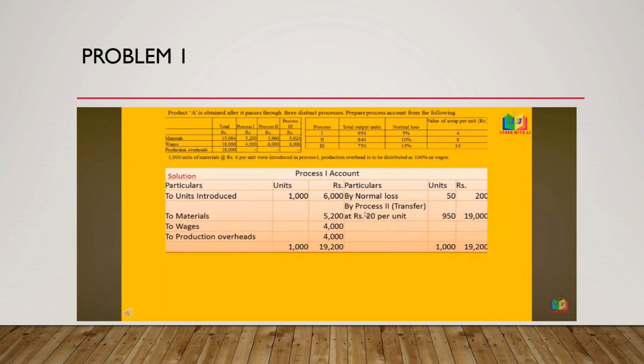Now totaling all these, we get on the debit side 1000 units and 19,200 as the amount. Now we subtract 1000 and 50 and we get 950. From 19,200 again we subtract 200 and we get 19,000. So now this is to be transferred to process 2 at rupees 20 per unit. So now how do we calculate this rupees 20 is that 19,000 divided by 950, we get 20.